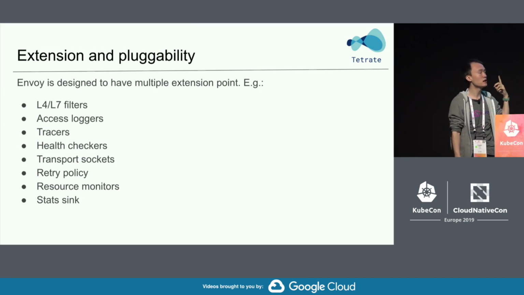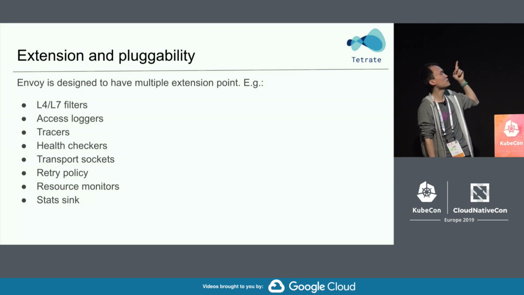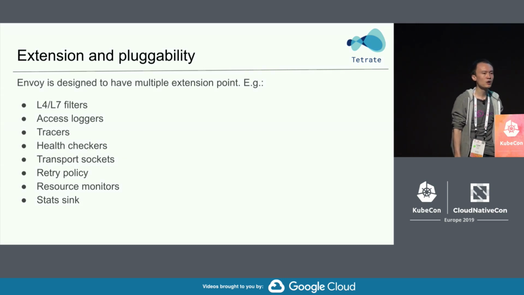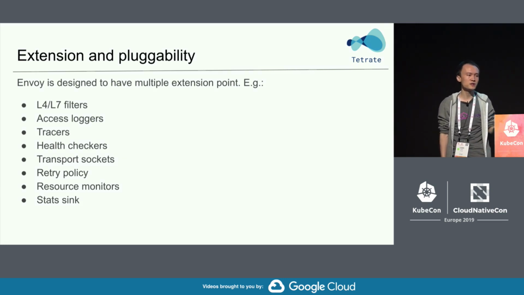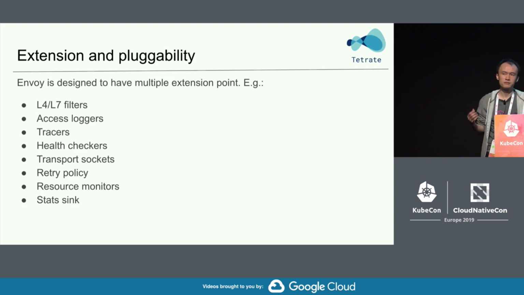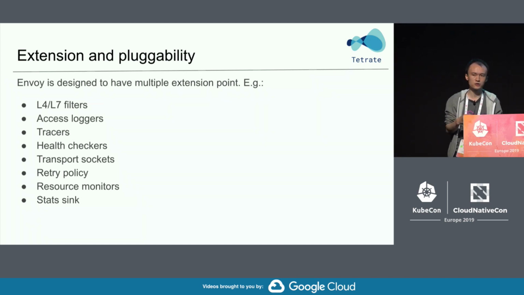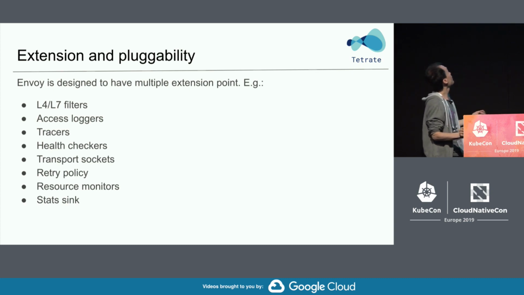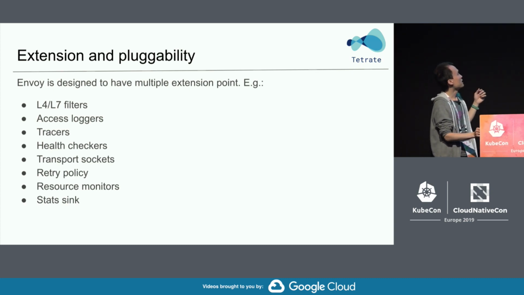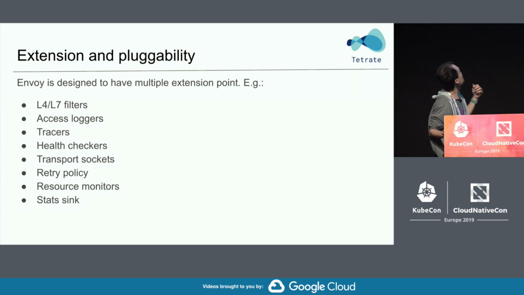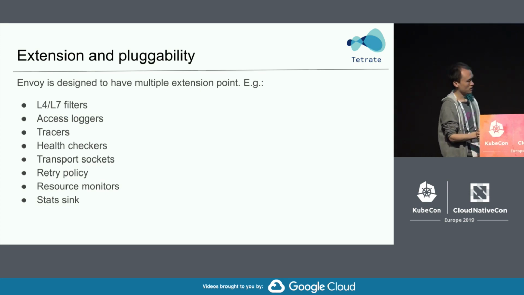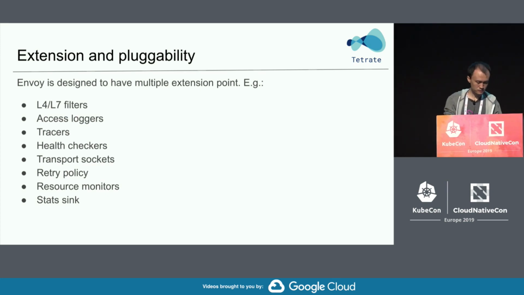Another existing feature for the transport socket is the tap, which allows you to do something like traffic socket capture. So basically it allows you to capture the packets to inspect what's going on through Envoy. And also retry policy and resource monitor and stat things are also extensible.